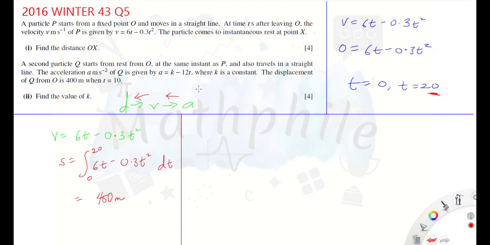Which type of function is given? See, acceleration. Acceleration is given, and we are finding displacement. So the first thing that comes to mind is we are going to integrate and do certain things, right? Even if you don't know anything, you know that there's going to be an integration. With that, you definitely get some marks out of it. You can get like 2 marks even if you don't get the answer correct. So there is an acceleration function given. a is equal to k minus 12t.